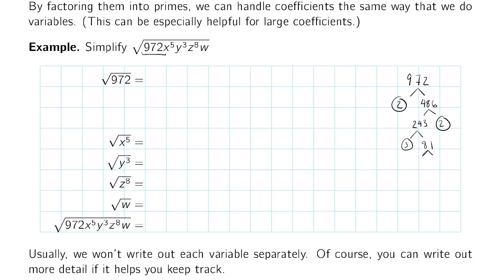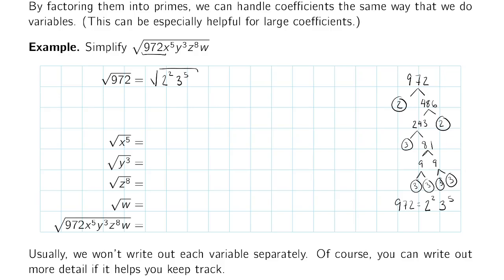Okay, and now I know what I'm doing, because 81 is 9 times 9. 9 is 3 times 3. Another 9 is also 3 times 3. And so 972 is 2 to the second times 3 to the fifth. So when I'm taking the square root of 972, I'm taking the square root of 2 to the second times 3 to the fifth.